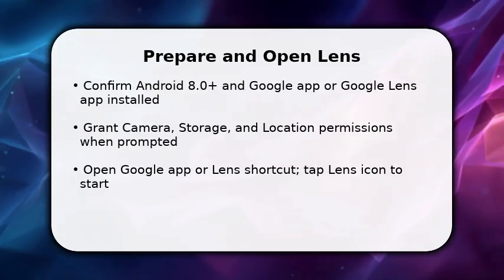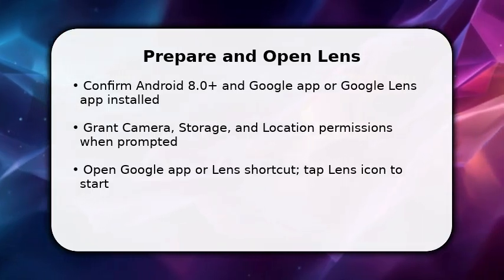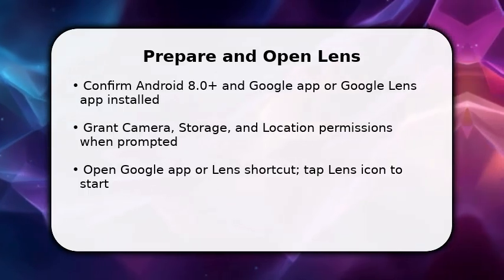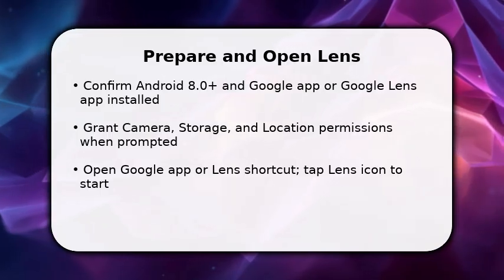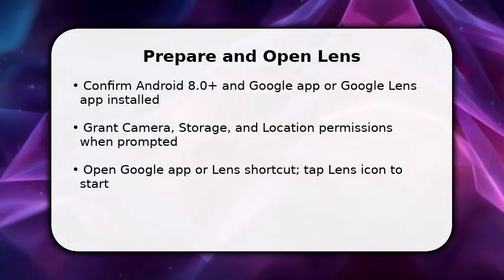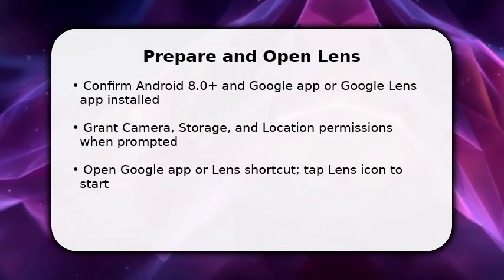You start by getting Lens active, not by reinstalling everything. First, make sure your phone runs Android 8.0 or higher, and that the Google app or Lens app is present. Once done, open the Google app or the standalone Lens app, tap the Lens icon at the search bar. Allow camera, storage, and location permissions when asked. Lens needs them to analyze images and give local results.